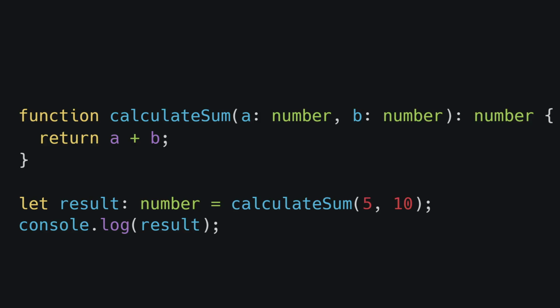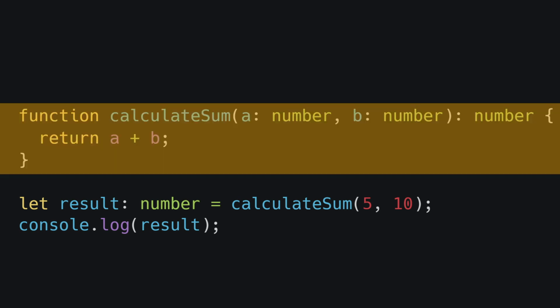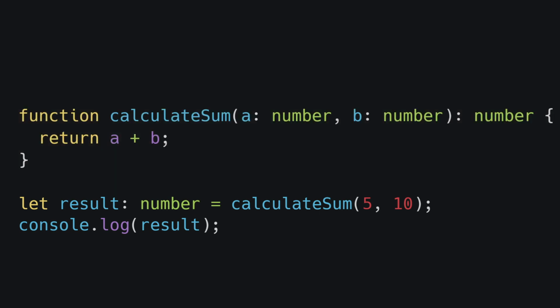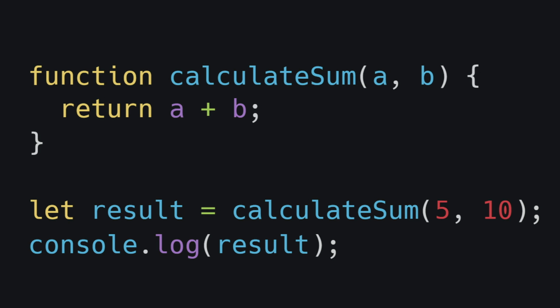Now, let me show you a practical example of TypeScript code and how it compiles down to JavaScript. Here, we have a TypeScript function that calculates the sum of two numbers. Notice the type annotations for the parameters and the return value. When we compile this TypeScript code to JavaScript, the type annotations are stripped away, resulting in clean JavaScript code that can be understood and executed by any JavaScript runtime.